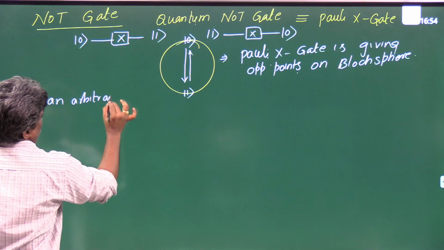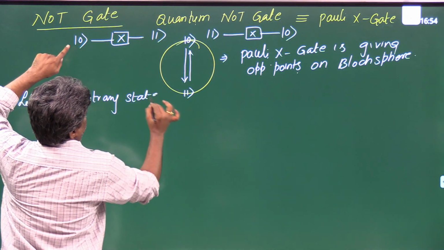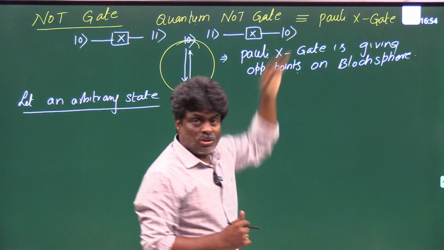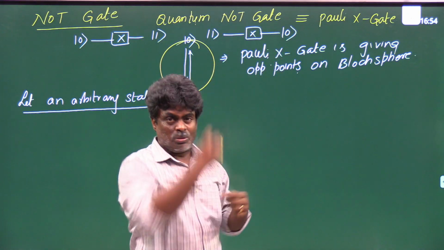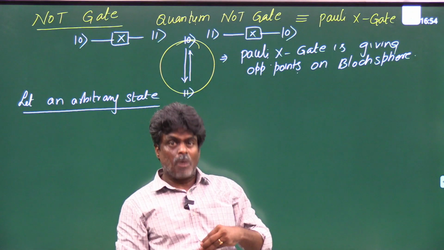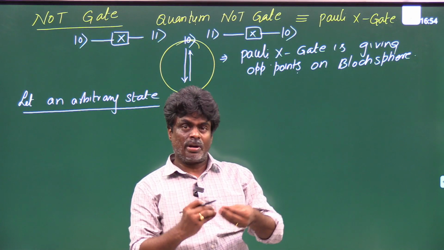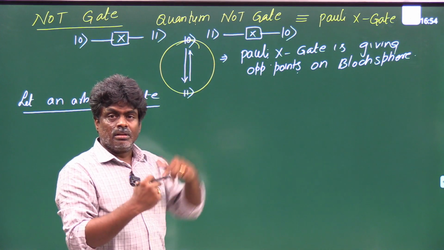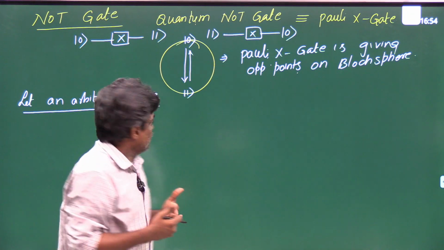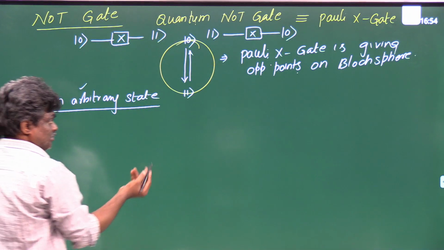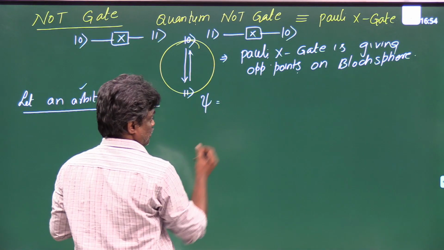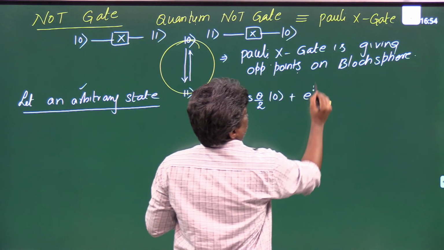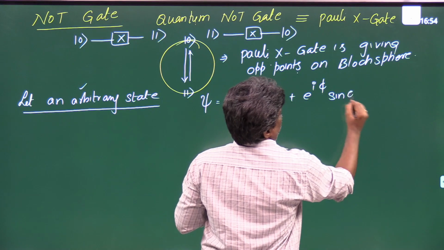Now what is sir doing? Earlier he has taken a single qubit 0. It flipped to 1, and 1 flips to 0. That means it is changing to opposite points. This pole is converted to this pole. Now I am taking an arbitrary state. Everybody knows what the arbitrary state is? Yes, already you know: cos theta by 2 ket 0 plus e raised to i phi sin theta by 2 ket 1.